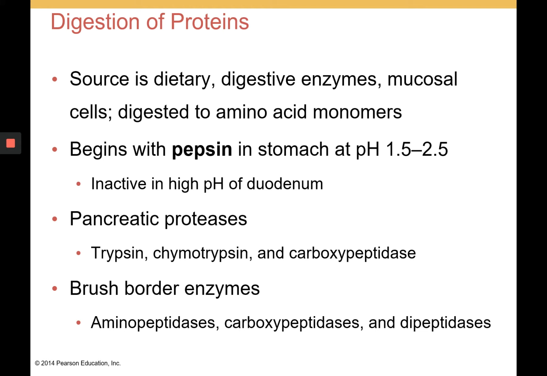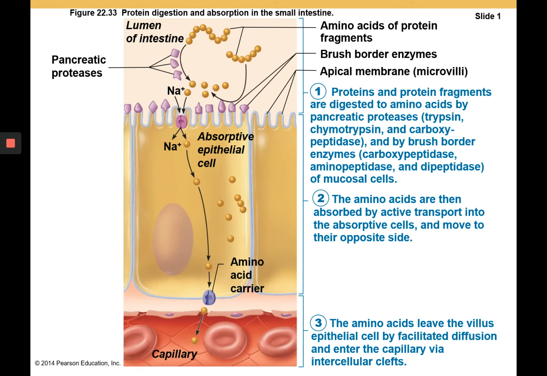Next, we're going to look at the digestion of proteins, and the digestion of proteins begins in the stomach thanks to pepsin. Pepsin is activated from pepsinogen because of the hydrochloric acid that's located in the lumen of the stomach. So pepsin is actually inactivated as it moves from the stomach to the small intestine because there's a much higher pH in the duodenum. We're going to use pancreatic proteases and brush border proteases in order to break down proteins.